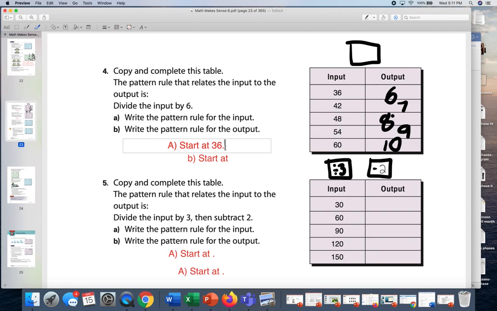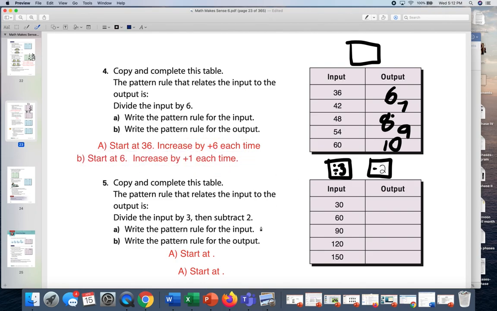And then write the pattern rule for the input. So start at 36, increase by, what is it? Adding 6 each time. Okay, that's the first one. And then the next one is B, which is the pattern rule for the output. So start at 6, and then we're increasing by adding 1 each time. Again, hopefully that one is not too hard either.